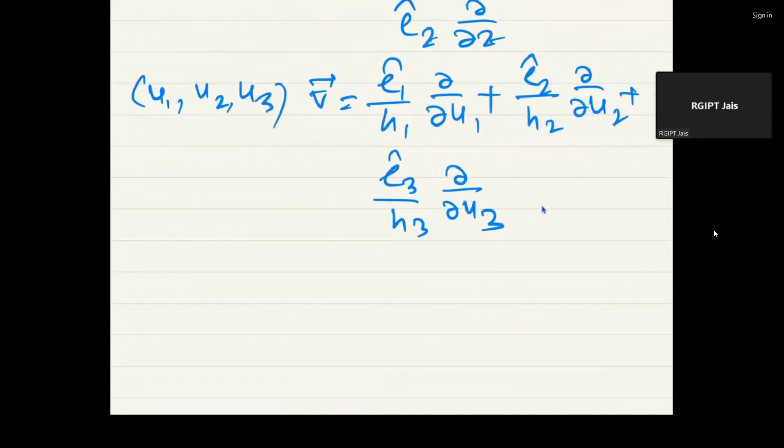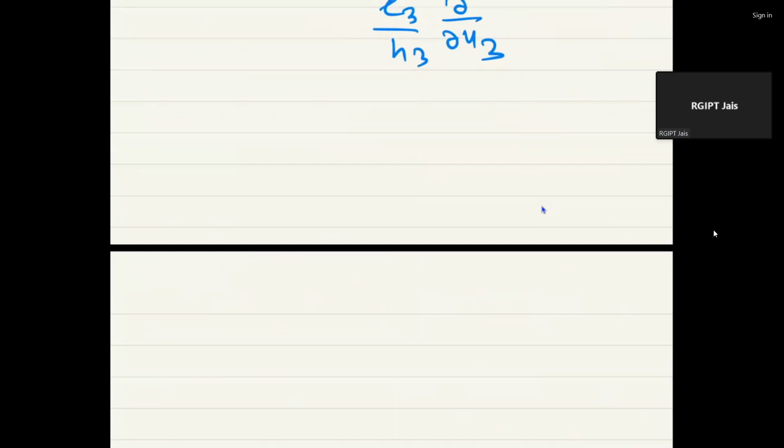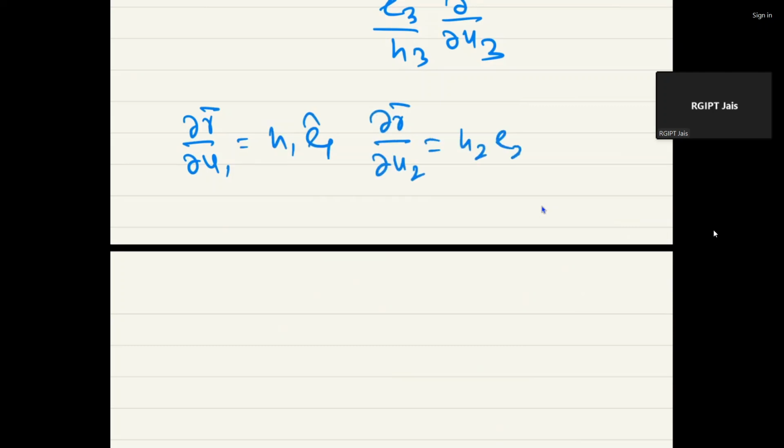And what are the unit vectors? The general formula for unit vectors, I told you: del r by del u1 will be h1 e1 cap, del r by del u2 will be h2 e2 cap, and del r by del u3 will be h3 e3 cap. Okay.